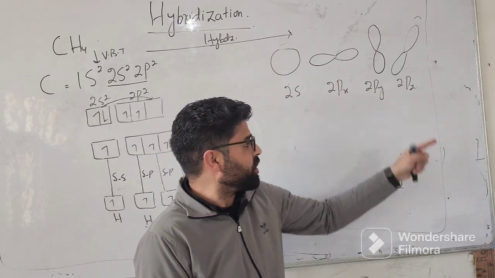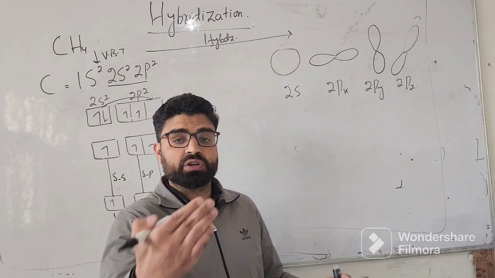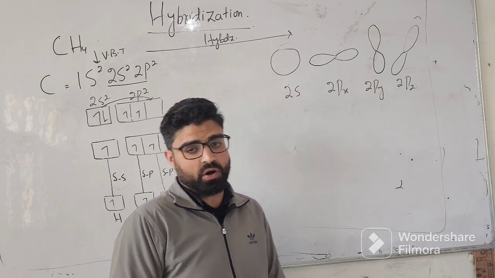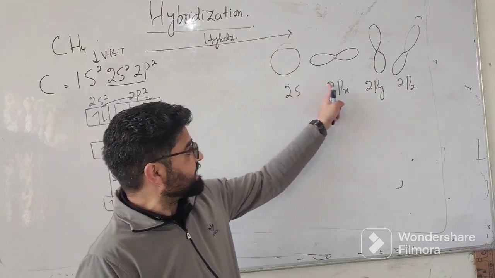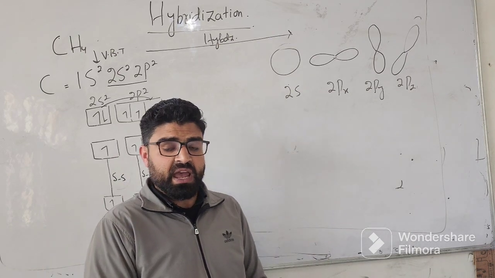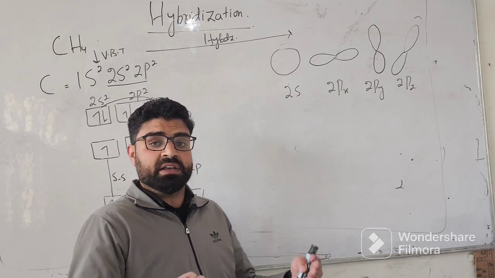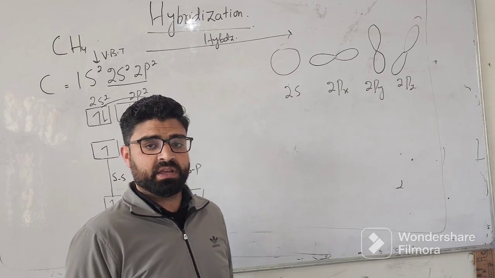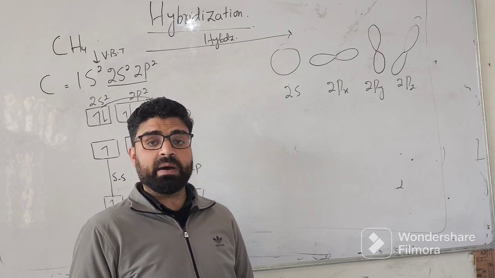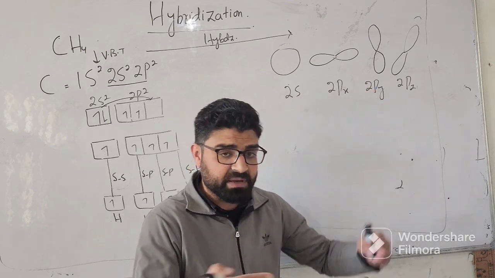Now, when these atomic orbitals mix, they will form a new type of orbitals, and those orbitals are called hybrid orbitals. So these atomic orbitals of different shape and different energy will intermix with each other and form a new type of orbitals, and those orbitals have the same energy and same shape, and are called hybrid orbitals. And the number of hybrid orbitals formed is equal to the number of atomic orbitals mixed.